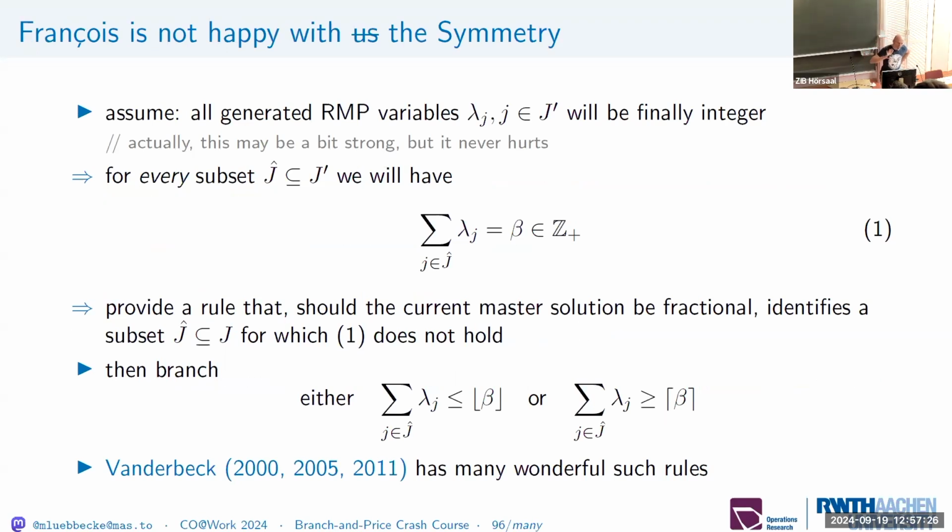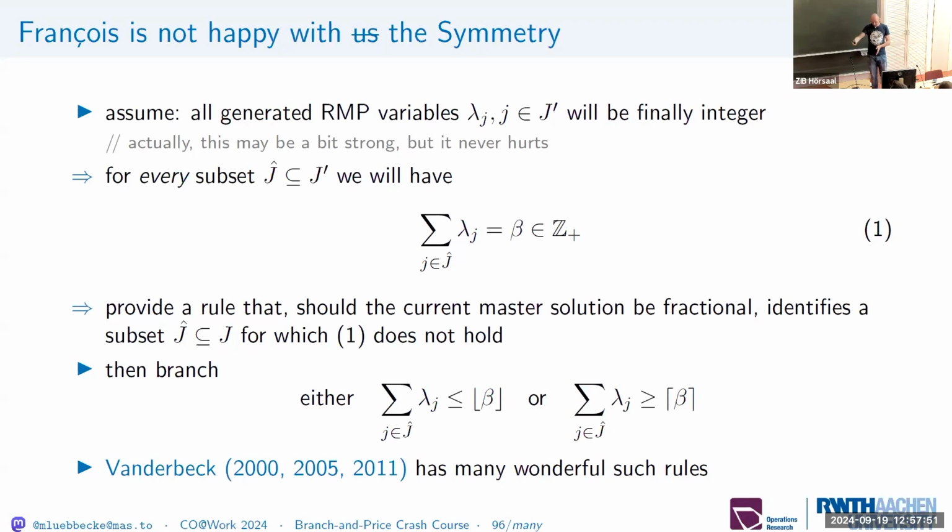What is suggested alternatively: branch on the master variables. Didn't I just say we shouldn't do this? Yes, on single ones, not. But we can always assume, and I won't tell you why, that the master variables in the final solution will take integer values. That in particular means whatever subset of the variables I take and sum over their values, this will be an integer value, finally.